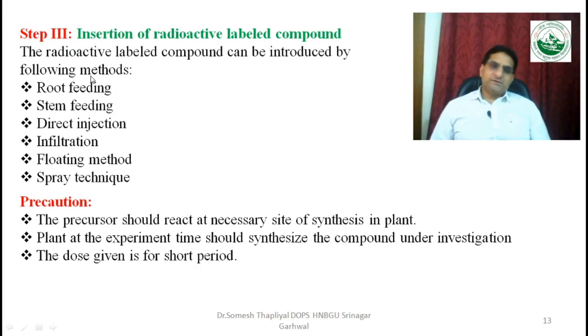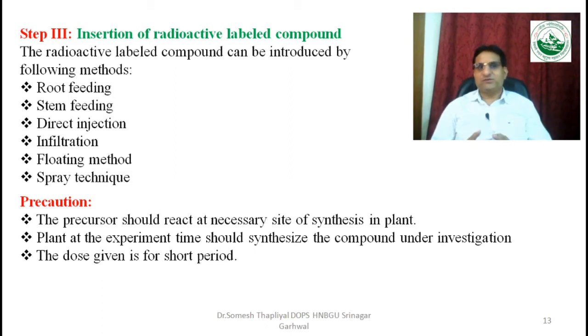Then the next step is the insertion of the radioactive labeled compound. Many methods are there by which we can introduce the radioactive isotope to the compound, like root feeding, stem feeding, direct injection, infiltration, floating methods, and spray techniques. Root feeding and stem feeding are simple methods. We will take part of the root in hydroponic solution. Hydroponic solution means a solution which contains all the nutrients.